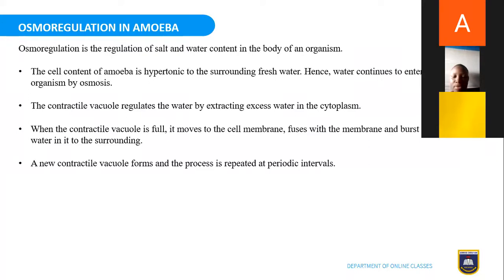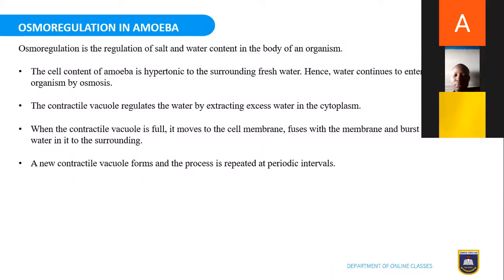Okay. But the cell content of amoeba is hypertonic to the surrounding fresh water. Hence, water continues to enter the organism by osmosis. It means that the cell content of amoeba is hypertonic to the fresh water. So therefore, it means that the amount of salt content in the cell amoeba is higher than the salt content in the surrounding water. Therefore, if the organism is just placed in the surrounding fresh water, water from the surrounding water will enter the amoeba.